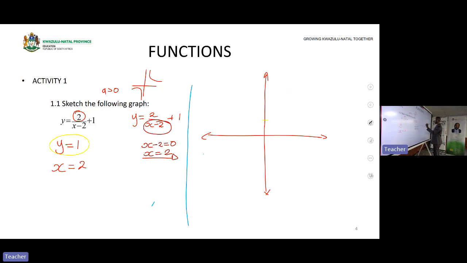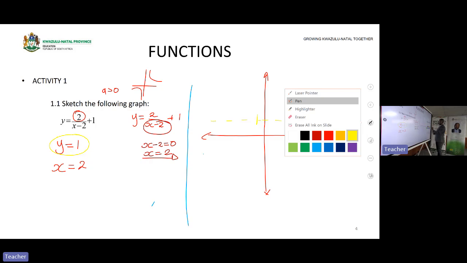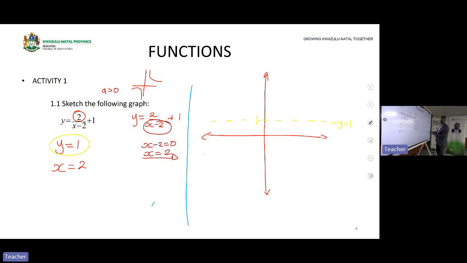So y is equal to 1. We are going to indicate our asymptote using a different color so that you all see that this is our horizontal asymptote, which is y equals 1. I'm then going to use a different color again to represent my vertical asymptote, which is x equals 2. Here is our vertical asymptote, x equals 2.